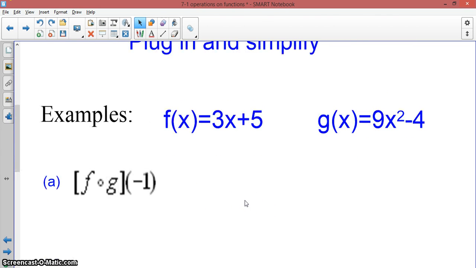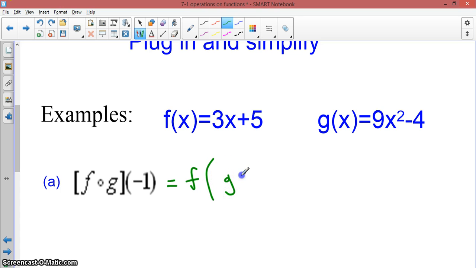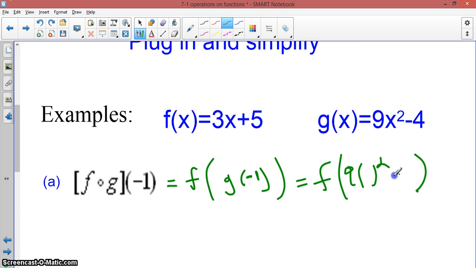However, let's do it with numbers. Numbers are a little bit easier. So we have two functions, a linear and a quadratic. What this means here, what the definition of this is, is that we're going to plug in. So how we write it is we go f, and then inside of f it's whatever g of negative 1 is. So g of negative 1 is your x value, and then we're going to find g of negative 1 by plugging it in here. So f of g of negative 1, leave some space, here's g, 9 times something squared minus 4.